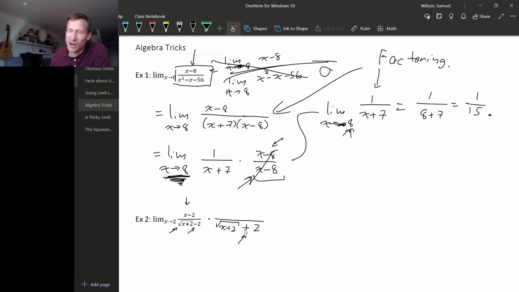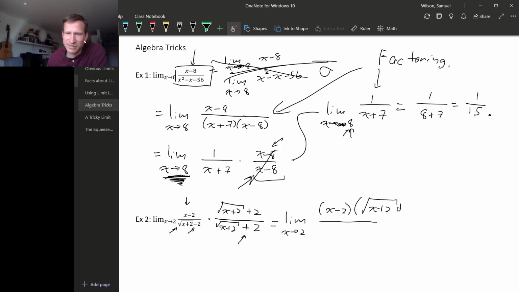It would be fair to ask, why are we doing this? But you'll see in a second that what this is going to do is clean up the square roots a little bit. Well, if we multiply by this in the denominator, we have to do the same thing in the numerator. So square root of x plus 2 plus 2. All right, so this is the limit as x approaches 2. Now, in the numerator, there's no real need to actually multiply out this stuff. So let's just leave this as x minus 2 times the square root of x plus 2 plus 2.